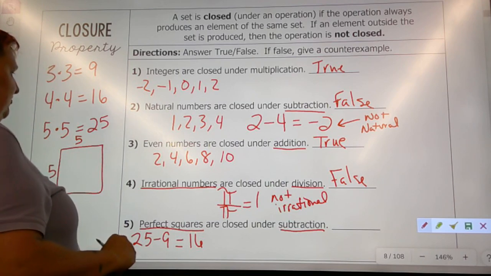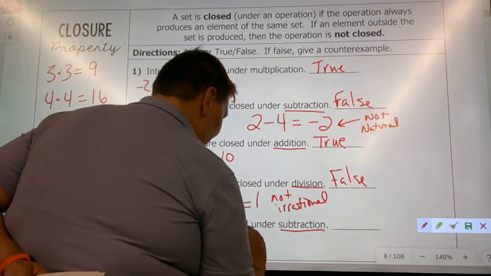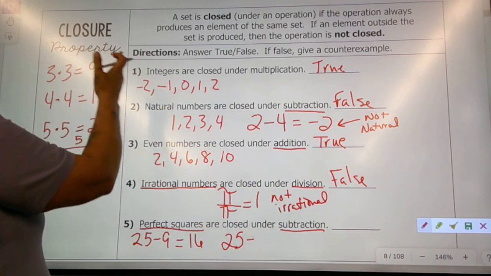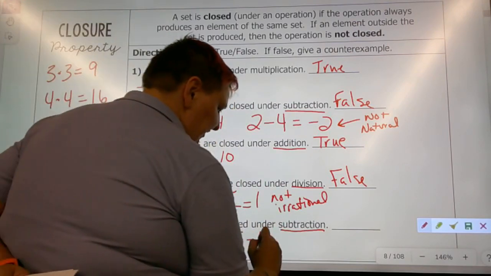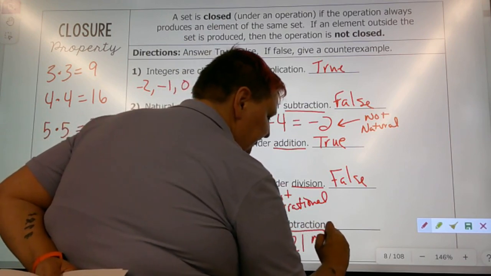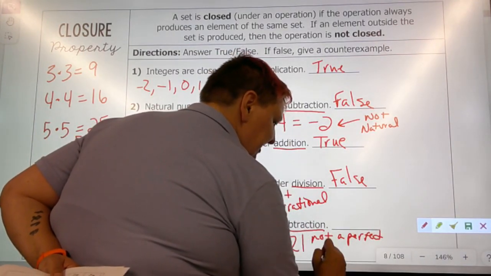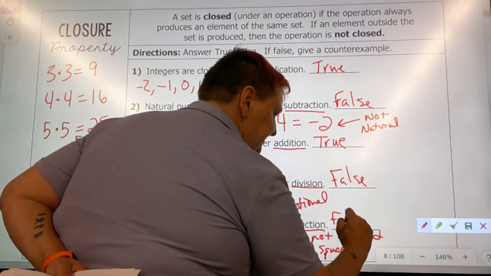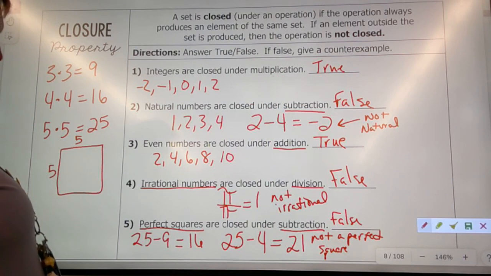Let's try another one. Let's do 25 minus 2 times 2 is 4, so let's do 4, because 4 is a perfect square. 25 minus 4 is 21, not a perfect square. All you need to do is find one example to prove it wrong, and then it's false. All you need is one example to prove it wrong, and then it's false.